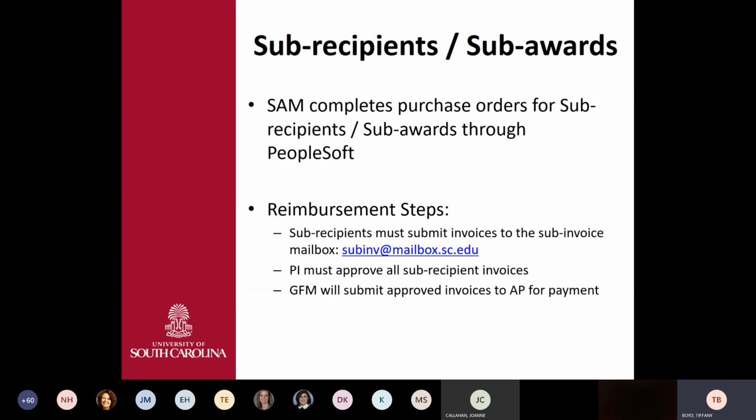subinv@mailbox.sc.edu. And then the PI must approve all sub-recipient invoices. And then GFM will submit those approved invoices to AP for payment.